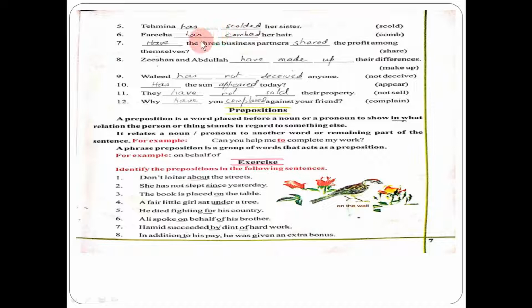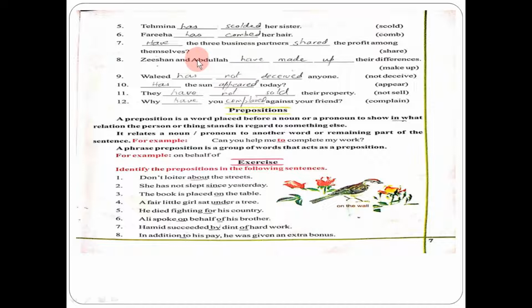Number 7, a blank is given, the 3 business partners, then again a gap, the profit among themselves. And which verb is given in the bracket? Share. And there are 3 business partners, it means we are going to add have, and in the other blank we are going to add shared. Now the sentence will be like this: Have the 3 business partners shared the profit among themselves? It's an interrogative sentence.